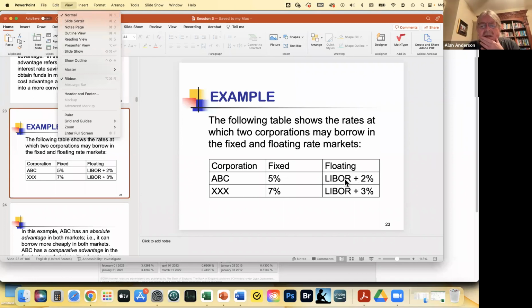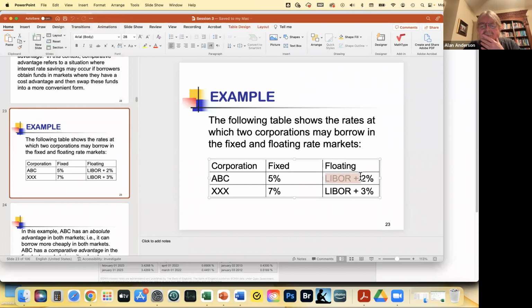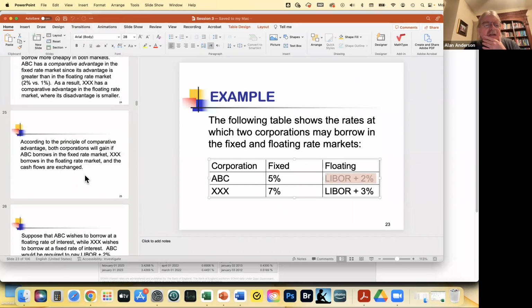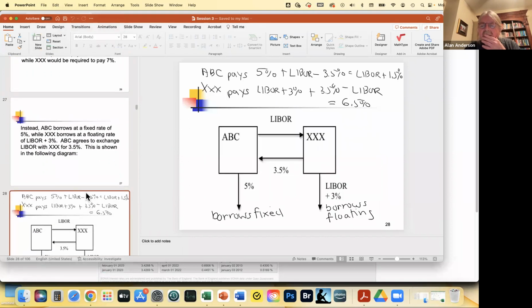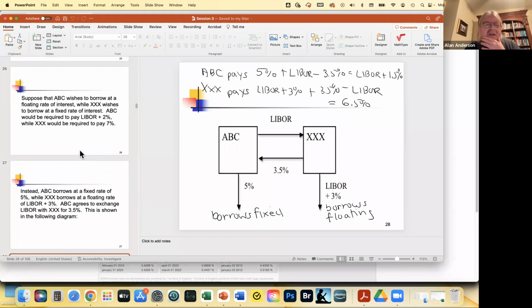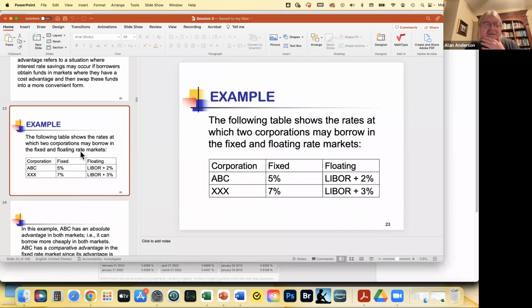But anyway, the bottom line is ABC would have had to pay LIBOR plus 2% to borrow floating. Instead, their net cost is LIBOR plus 1.5%. So they're saving 0.5%. Now, XXX, on the other hand, is paying 6.5%. The net amount they're paying is 6.5%, and they would have had to pay 7%. So in this case, they actually did both make 0.5%.